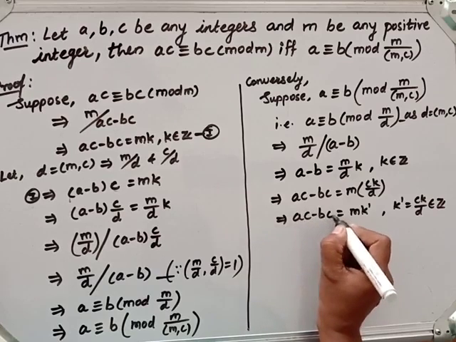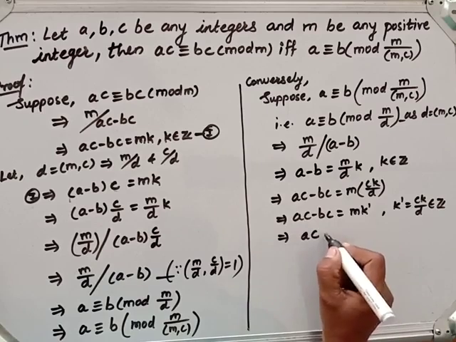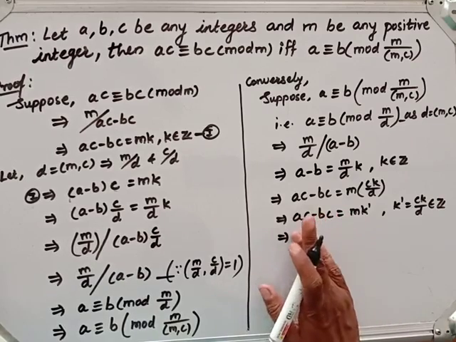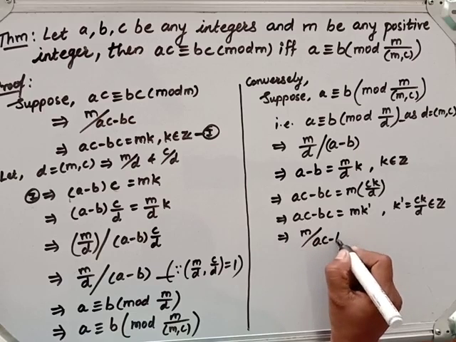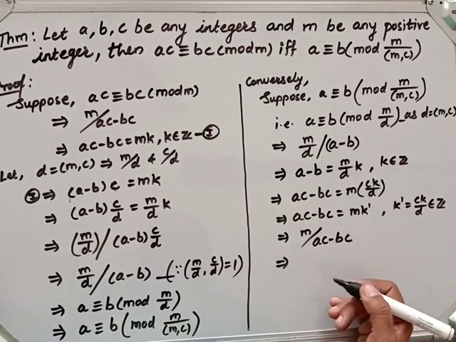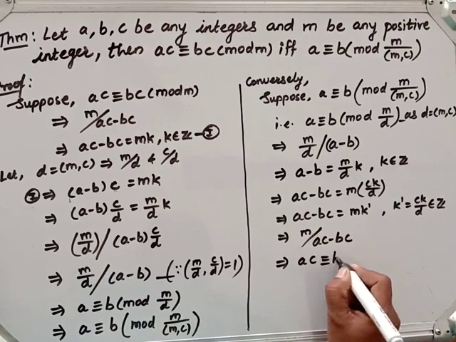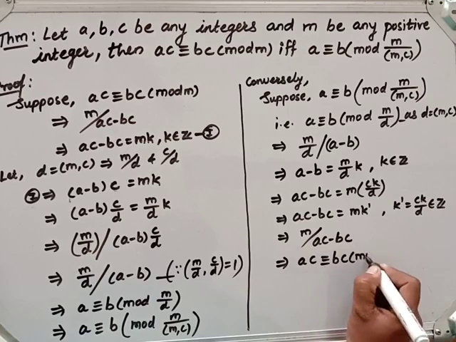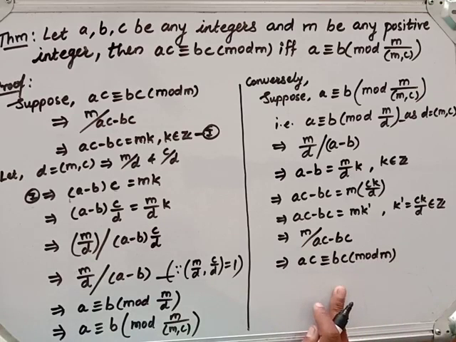This can be written as such. AC minus BC is equal to MK dash. That is same as to say M divides AC minus BC. And by definition of congruence, we can write it as AC congruent to BC modulo M. This is our required proof.